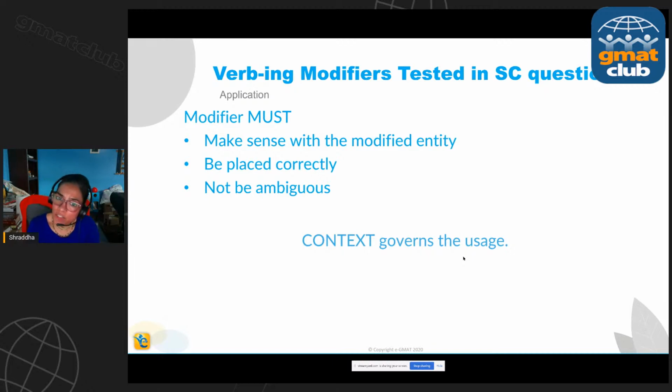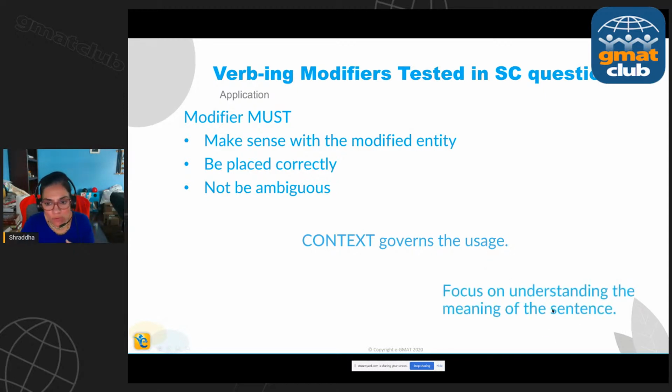And how do we understand whether a modifier has been used to modify an action or a noun? Once again, context governs the usage. We first read the sentence, we understand the meaning conveyed by the sentence, we try to process whether that meaning is logical or not, and on that basis we ascertain whether the verb-ing modifier used in that sentence has been used to modify a noun or an action. And we will see all of this when we solve the question.